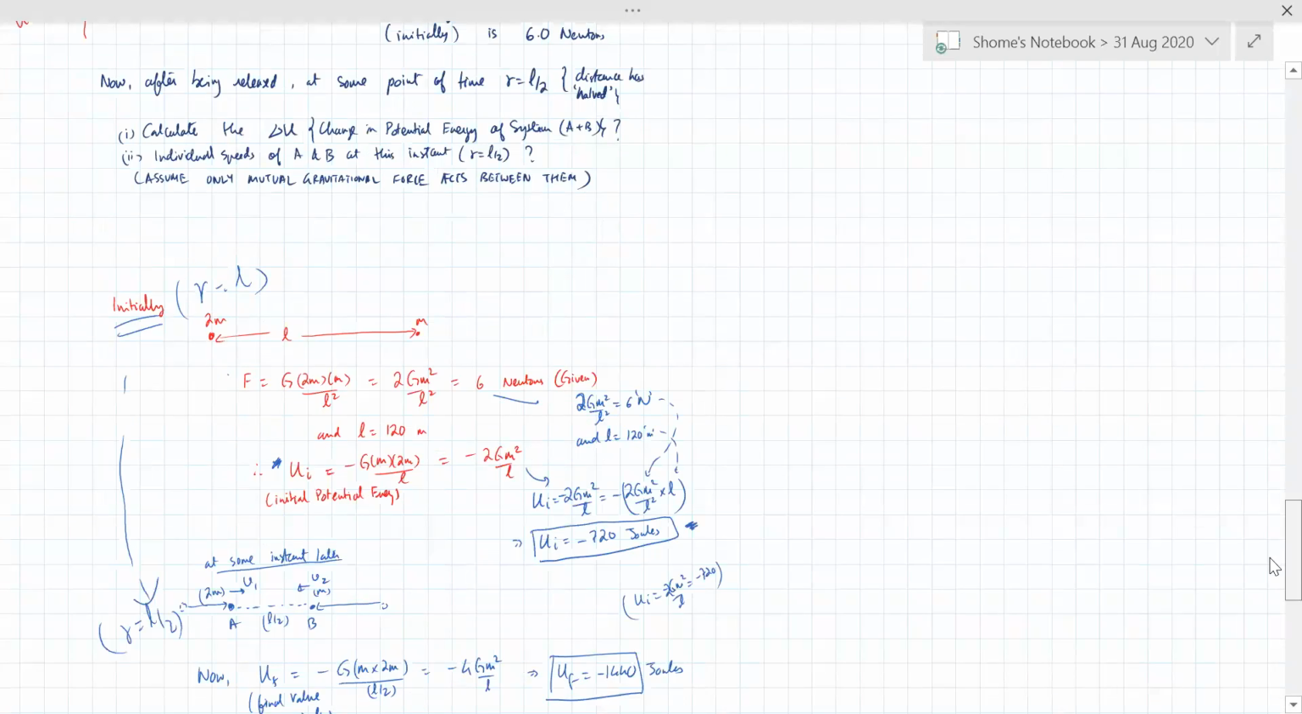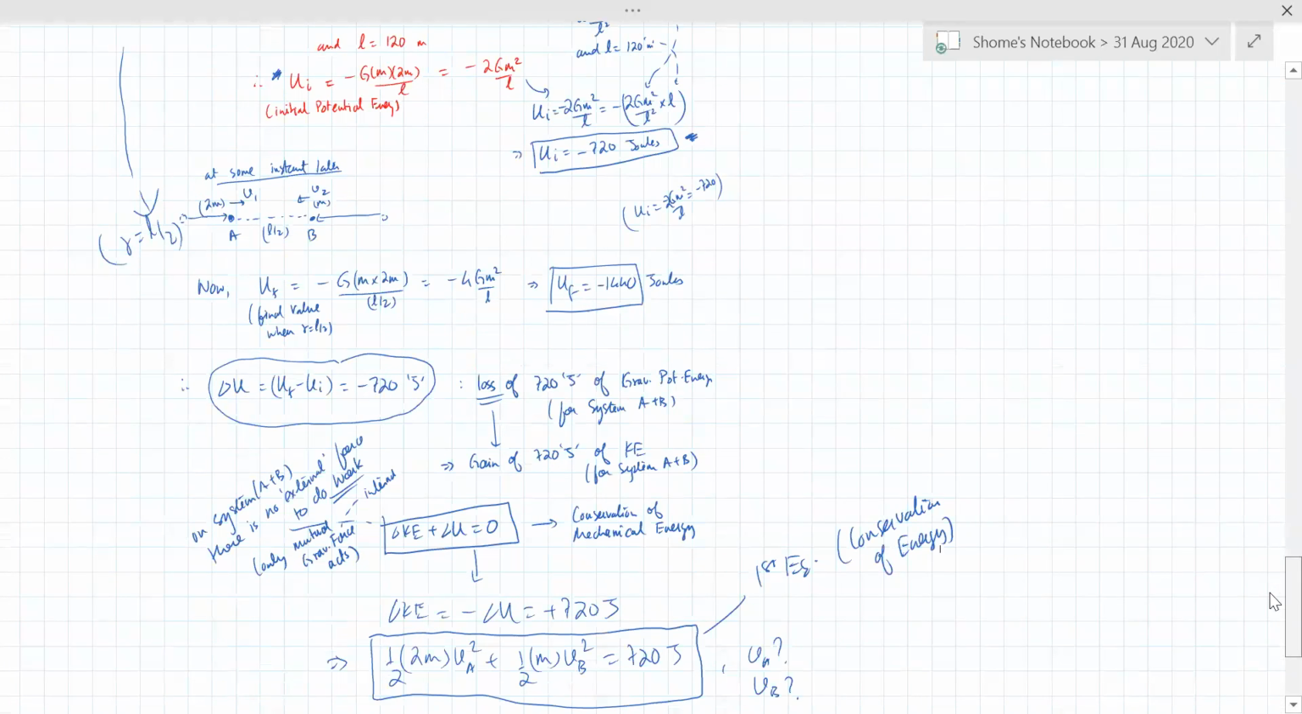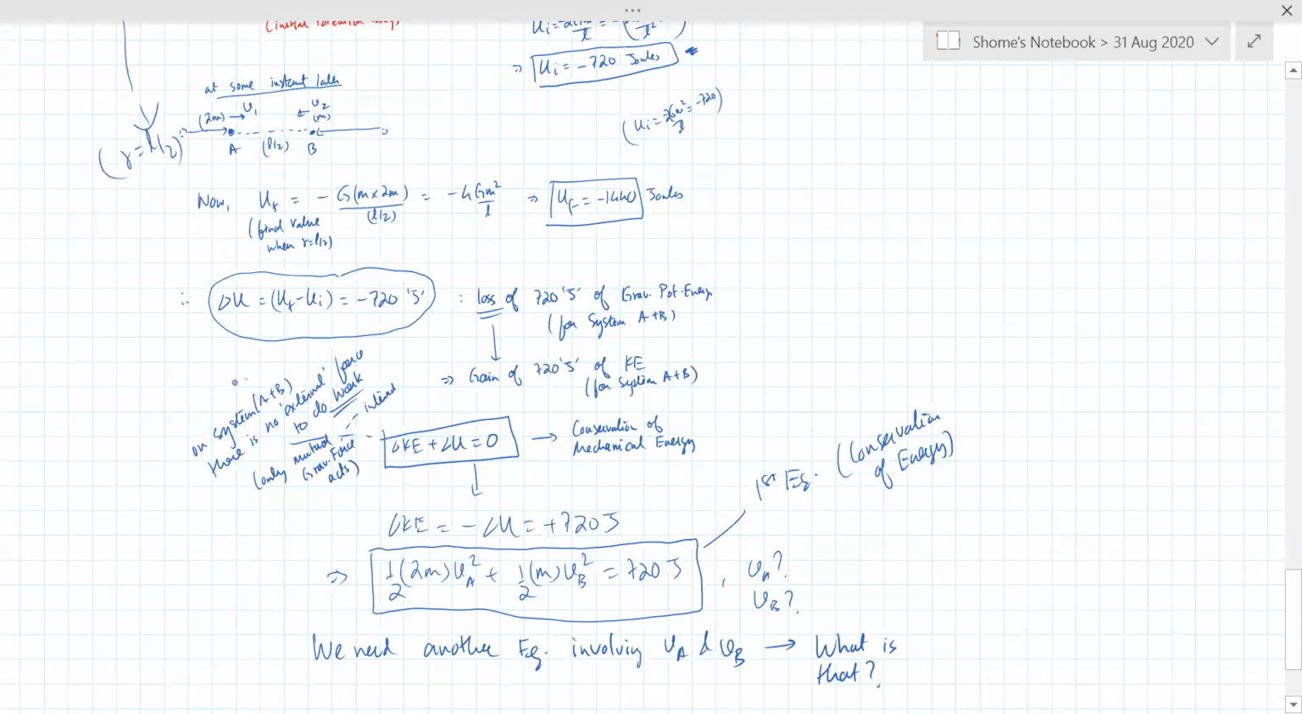That's why we wrote the conservation of energy. Yeah, see, we had written this down over here, this fact that we've written here. So there's no external force acting, so mechanical energy is conserved.